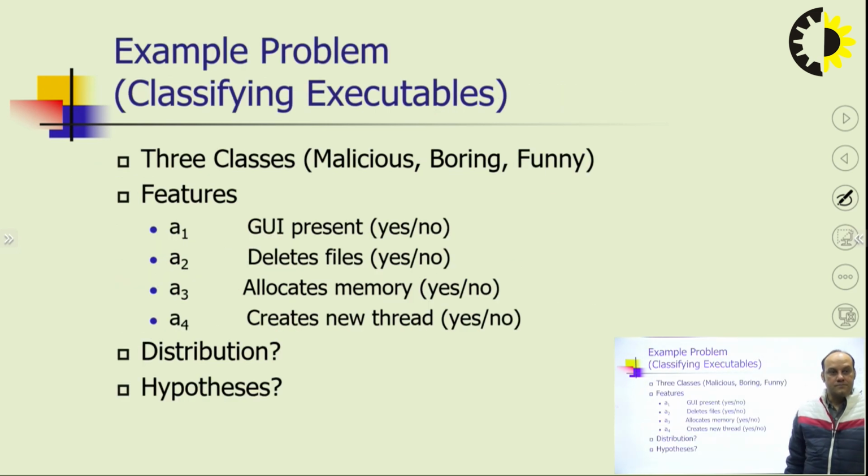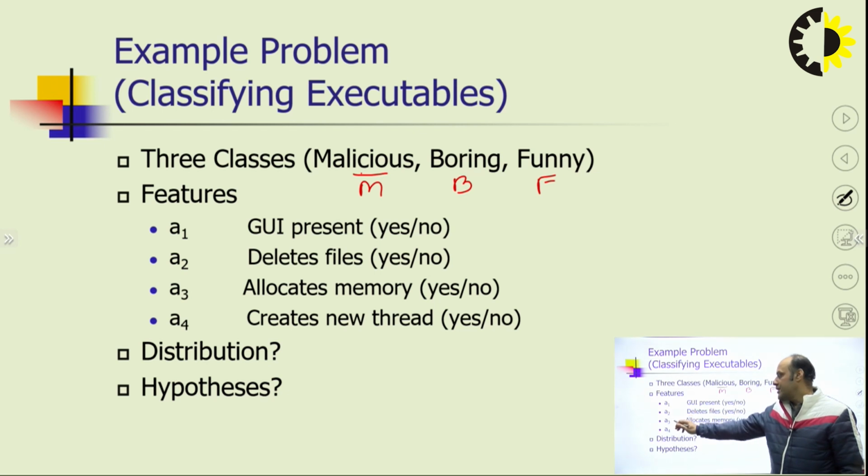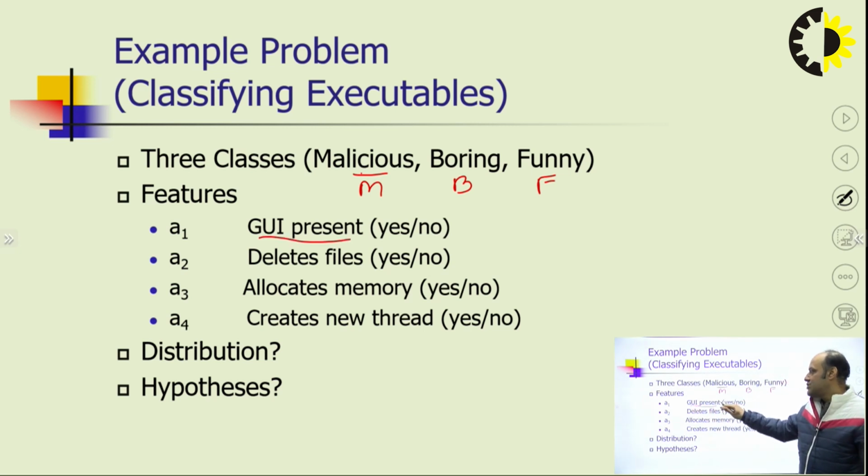So for example, I am just showing you a classification example. I am taking three classes: first class is malicious, M, boring, B, and funny, F. And I have four features, A1, A2, A3, A4. I have considered these four attributes. For example, the first feature represents whether a GUI is present, either GUI is present or not, graphical user interface, yes or no. This is an example that I am trying to show you.